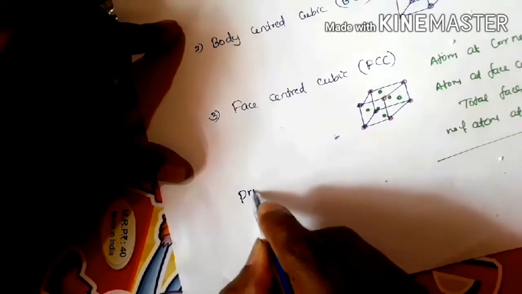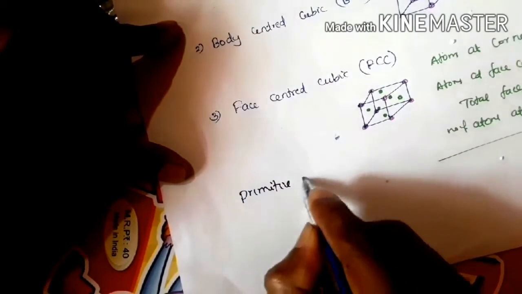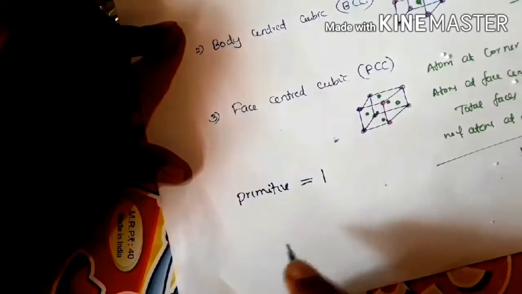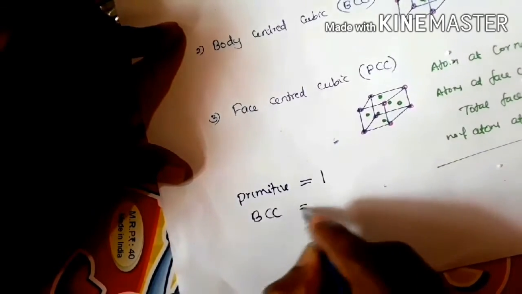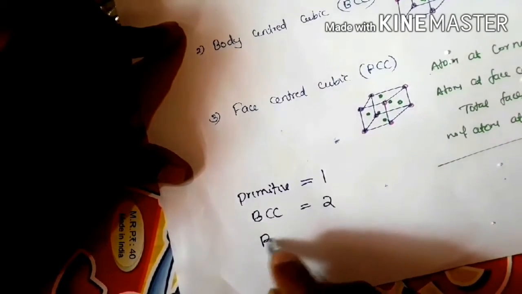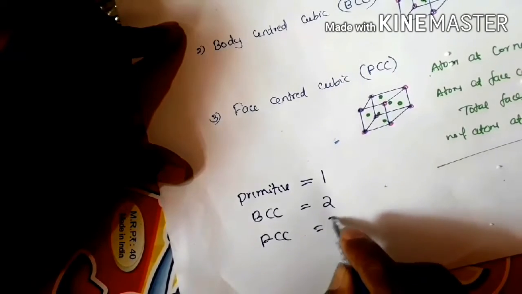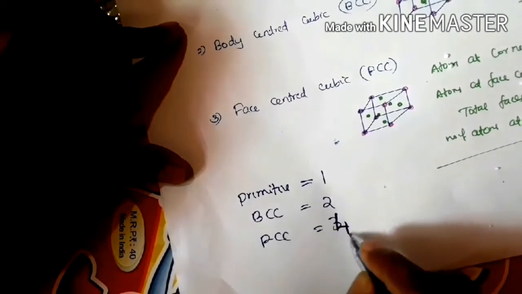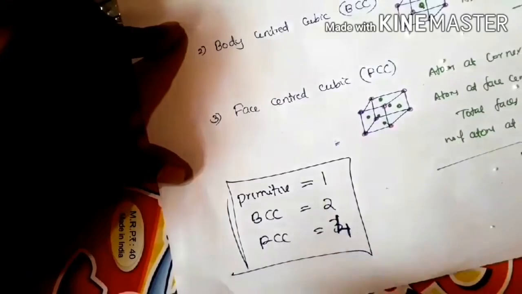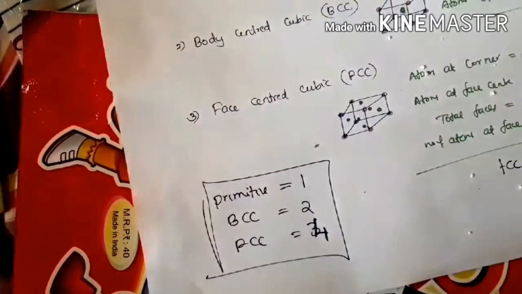Therefore, in primitive, we have seen only one atom is present for the full cube. For BCC, 2 atoms are present, and for FCC, a total of 4 atoms are present in the whole cube. That's all: primitive 1, BCC 2 and FCC 4 atoms.